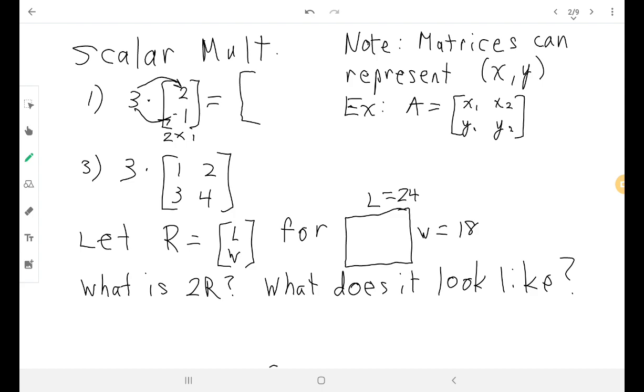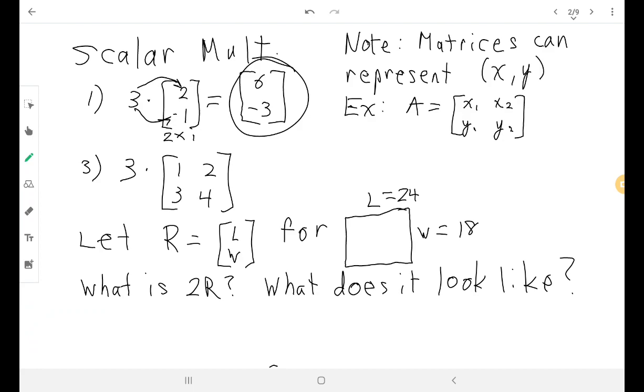When we do the scalar multiplication, your matrix size never changes. Okay? You just multiply the elements, and the answers go in the same corresponding spots. So this one is real easy. 3 times 2 is 6. 3 times -1 is -3. And there we have our new matrix after scalar multiplication.